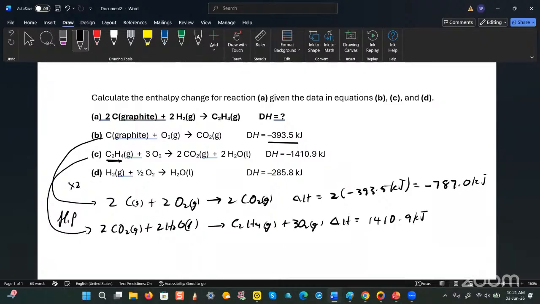Okay. So now we get to the last equation here. When we compare this equation, the last equation, to the first one, what do we notice? They have in common H2 on the left side. But the difference is there's a coefficient of 2 here, and there's 1 here. So what do you think we do with this? We multiply by 2, exactly. So when you multiply this by 2, you're going to end up with 2H2 gas plus O2 gas to give you 2H2O liquid. And what happens to the delta H value?